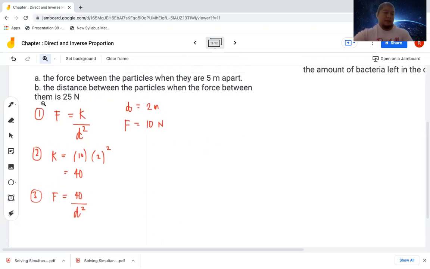And then it says in letter A that you are going to find the force between the particles when they are 5 meters apart. So in this case, let's say you're answering letter A, you have to understand that this 5 meters apart refers to the distance. So this will give you an idea that you're looking for the value of F. So again, the formula is F is equivalent to 40 over d squared. So it's going to give you 40 over the value of the d being squared. So this is going to be 40 over 25.